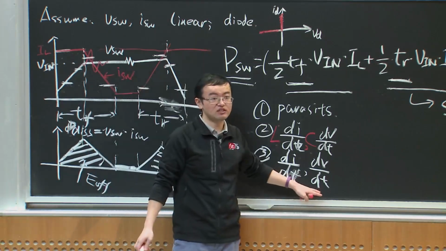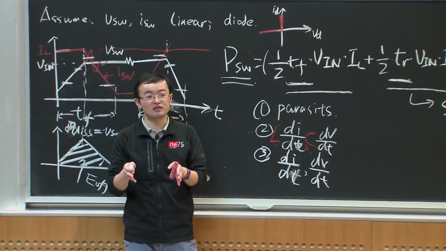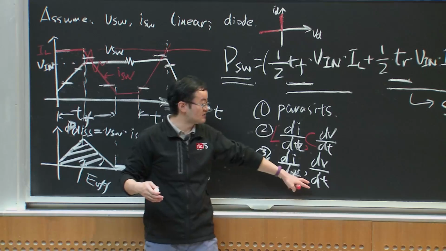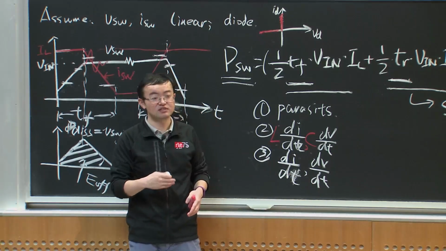And for the dV/dt, if we have a high dV/dt inside of the thyristor, it can trigger the thyristor back on. Usually we want to turn off the device, but because of this high dV/dt inside of the thyristor, it can trigger the thyristor back on.